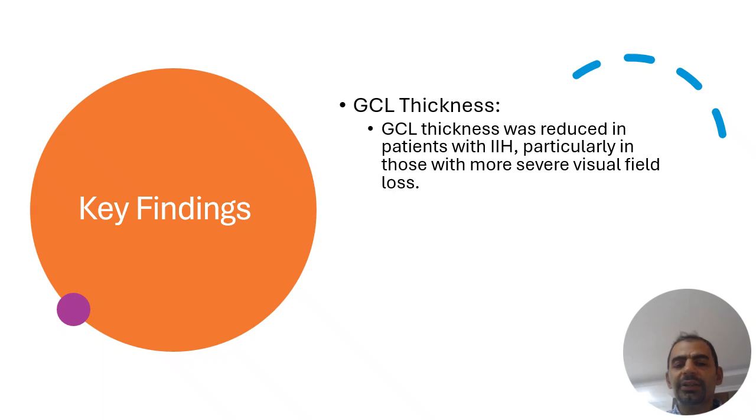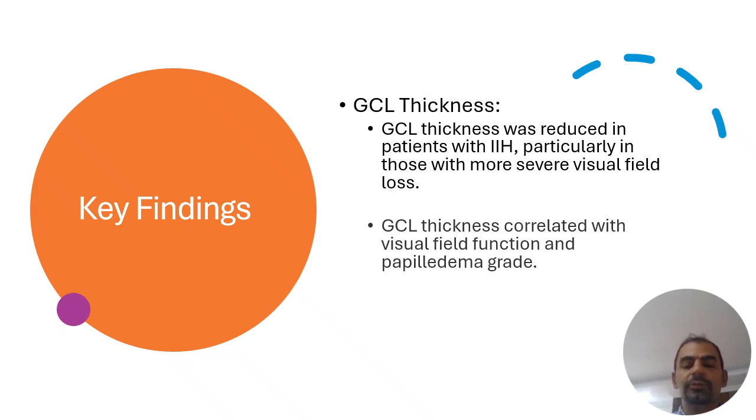Regarding the ganglion cell layer, the thickness was reduced in patients with IIH, particularly in those with severe visual loss. The ganglion cell layer is one of the layers of the retina. In patients with long-standing or severe papilledema, there is some loss of the ganglion cells, which ends with secondary optic atrophy. Ganglion cell layer measurement using the OCT correlated with this. So patients with more severe optic nerve damage and papilledema had thinner ganglion cell layer. Ganglion cell layer thickness correlated with the visual field function and the papilledema grade.